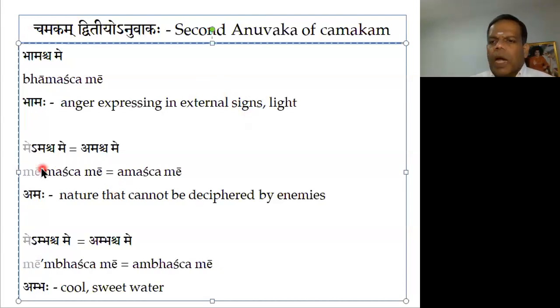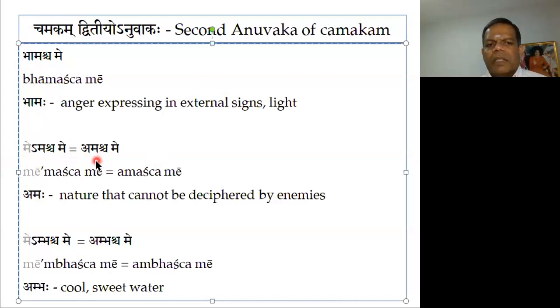So when we chant the mantra, Bhamaschame maschame, that's the way we chant. But the reality is there's a sandhi involved where the a becomes an avagraha, or silent. Bhamaschame maschame, but actually, Bhamaschame amaschame. If you split the sandhi, you get bhamaschame, amaschame. But when it's continuous, we say bhamaschame, maschame. The me I have shaded because it belongs to the previous mantra. So the mantra itself is amaschame.